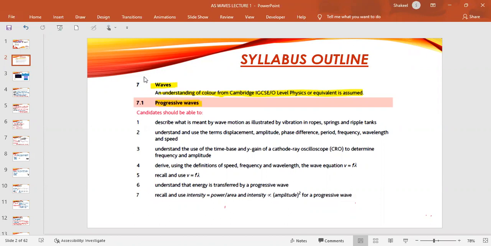The first topic, 7.1, is the progressive wave. Progressive waves are waves that can progress through the medium, that can travel through the medium, and they can transfer energy throughout the medium. So we say that these are the progressive waves. Let's say my sound wave is right now a progressive wave because it is transferring my energy to you.